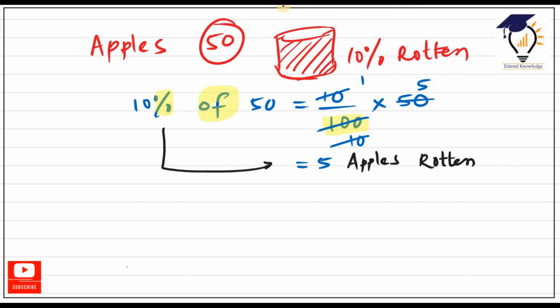So how many are in good condition? Total 50 apples, right? 50 minus 5 apples, so 45 apples are fresh.